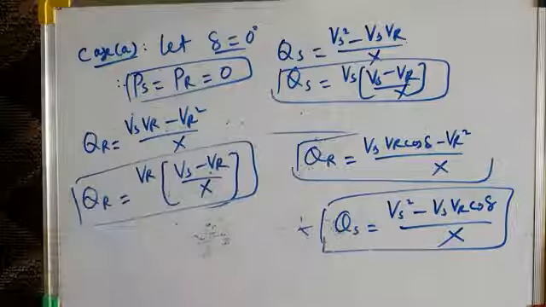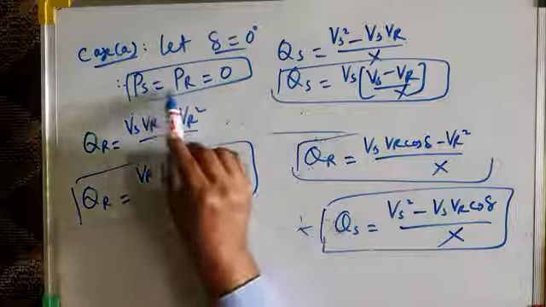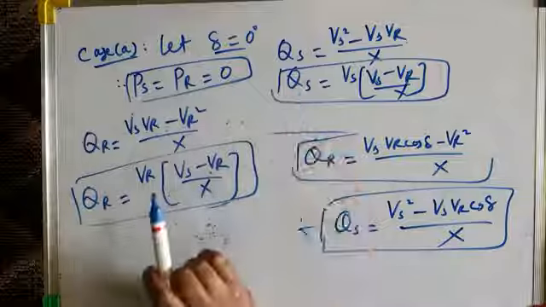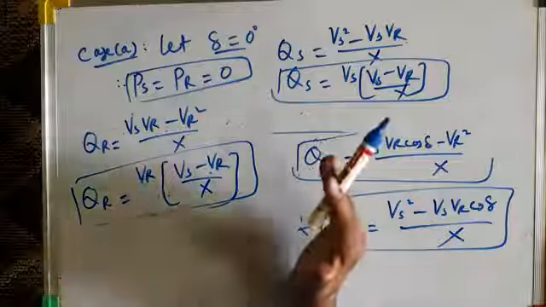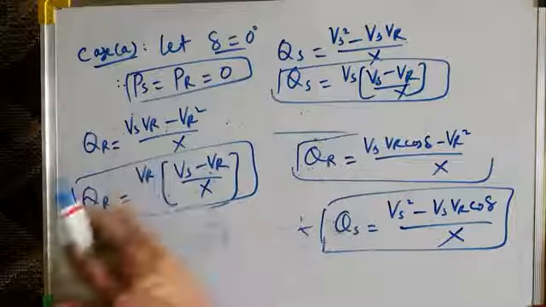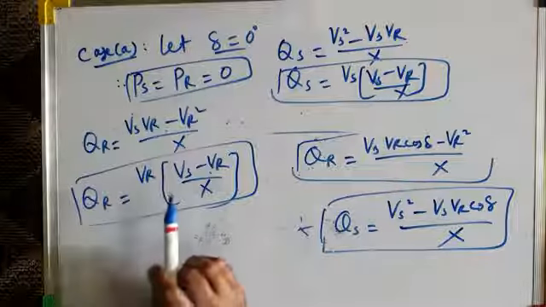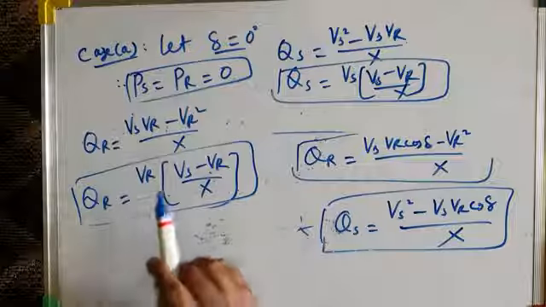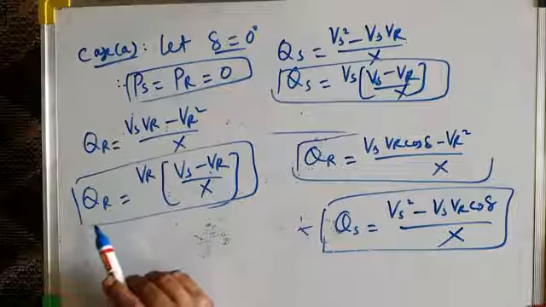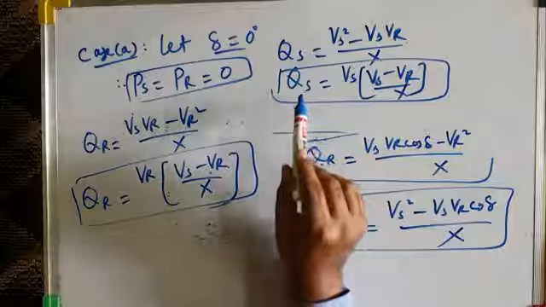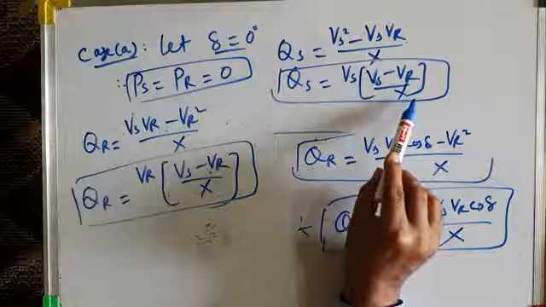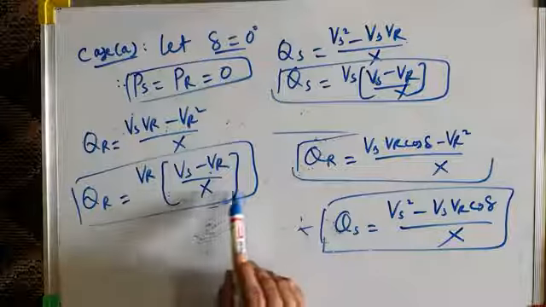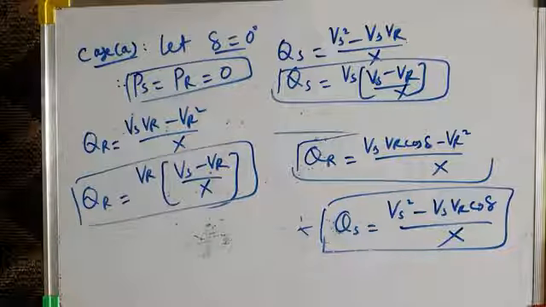So therefore, for delta equal to 0 degree, active power at both sending end and receiving end is 0. There is no transfer of active power either from sending end to receiving end or from receiving end to sending end. No active power can flow for delta equal to 0 degree, which is a hypothetical situation. But there will be reactive power at both receiving end as well as sending end. This is reactive power at sending end, and reactive power at receiving end will be given by this equation.